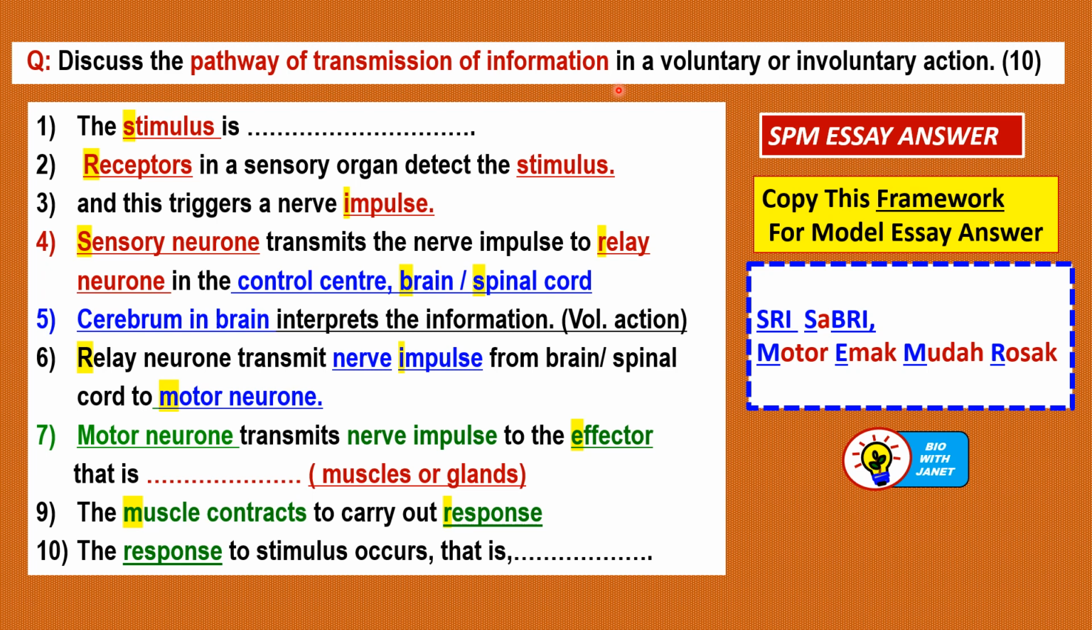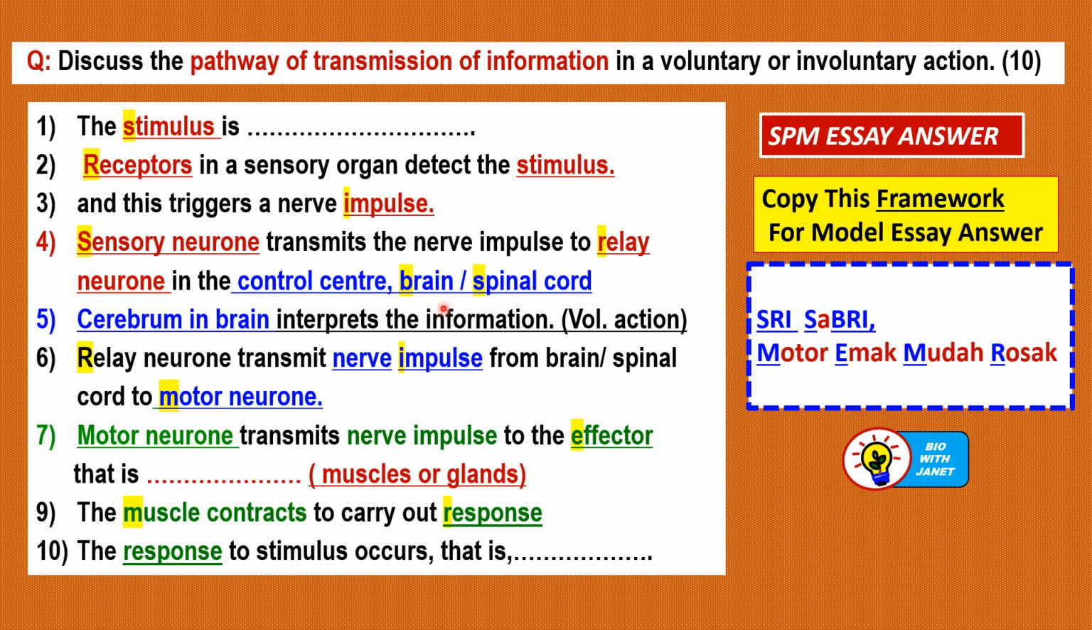Okay, discussing the pathway of transmission of information. All right. So firstly, you must mention what the stimulus is. So the stimulus is, okay, it's mentioned. For example, the sound of the teacher's voice asking a question, right? Receptors in a sensory organ detect the stimulus. So mention what type of receptors it is that detect the stimulus and what is the sensory organ, right? And this triggers a nerve impulse. Then sensory neuron. The sensory neuron transmits the nerve impulse to the control center, which is either the brain or spinal cord, so mention it.